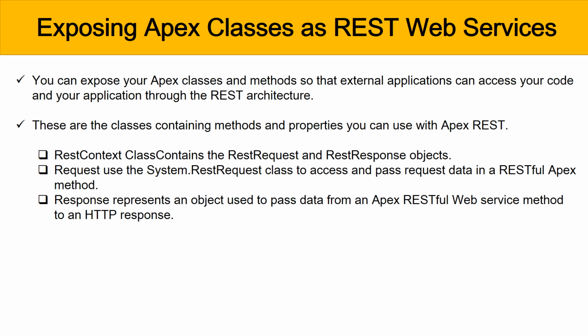This is done by defining your Apex class with the @RestResource annotation to expose it as a REST resource. Similarly, add annotations to your methods to expose them through REST. These are the classes containing methods and properties you can use with Apex REST. RestContext class contains the RestRequest and RestResponse objects. Request: use the System.RestRequest class to access and pass request data in a RESTful Apex method. Response represents an object used to pass data from an Apex RESTful web service method to an HTTP response.